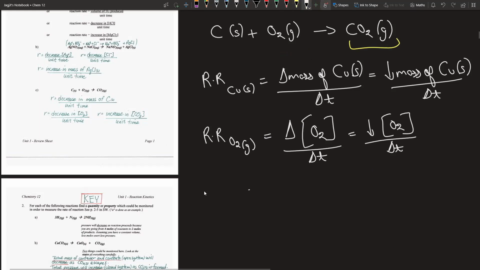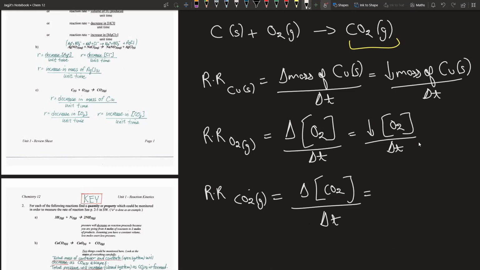Then let's move on to CO2. That's also a gas, so we can use concentration for that. So how can we measure the reaction rate in terms of CO2? It will be change in concentration of CO2 over change in time. Now this one is a product, so it will be an increase in concentration of CO2 over change in time. Correct? Pretty simple. Excellent.